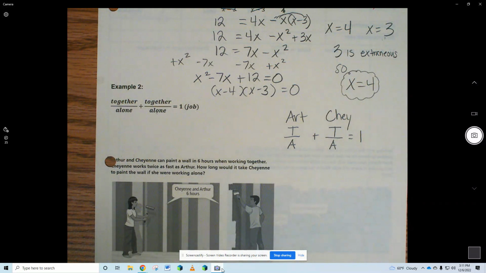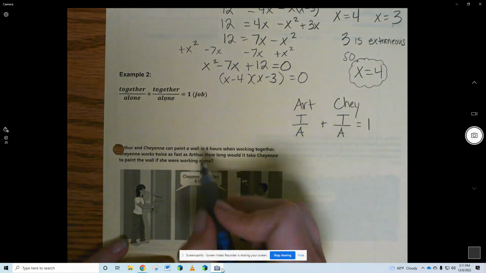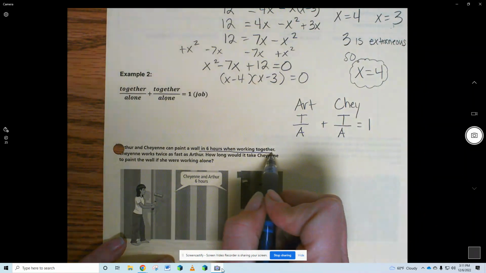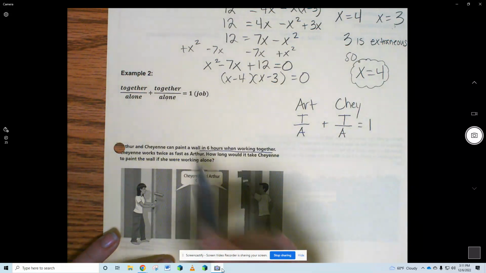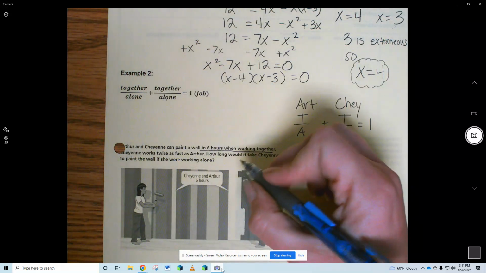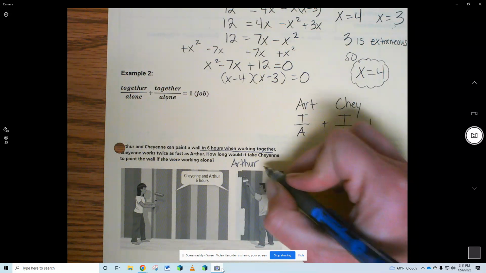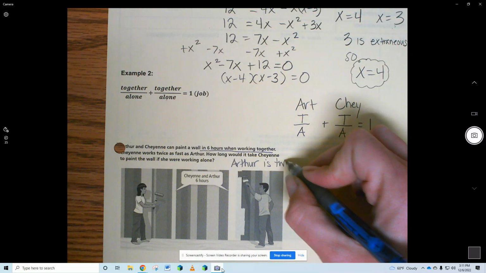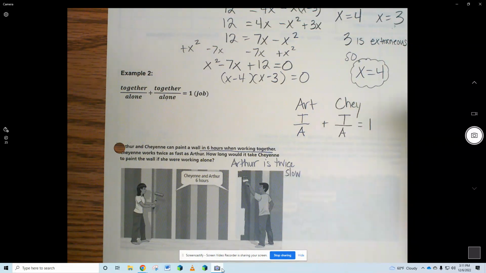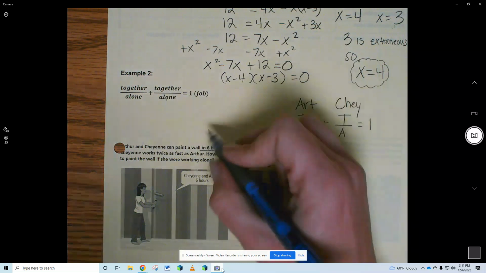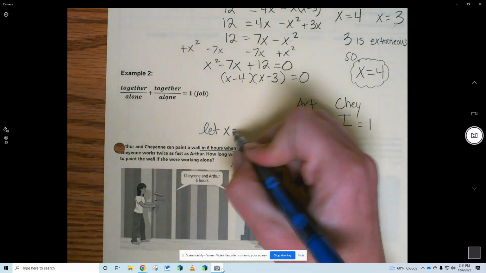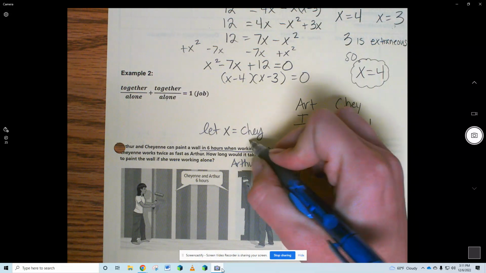Now, I'm told in the problem, so I want to point out, they can paint the wall in 6 hours when working together. Cheyenne works twice as fast as Arthur. Arthur is twice as slow, right? So what I need to think about is who's the faster person, because I need to make that person X. Who's faster? Let X equal Cheyenne. Cheyenne alone.